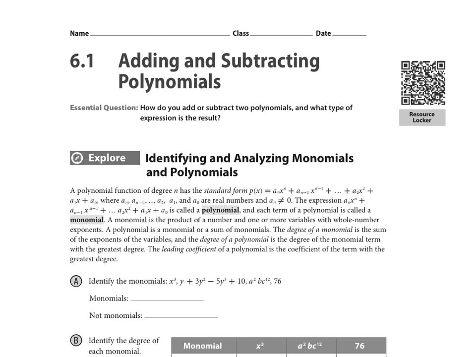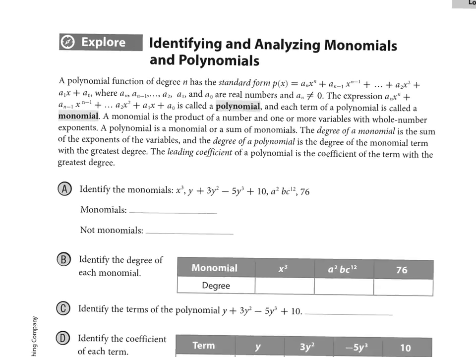Okay, get excited. This is going to be like the easiest lesson we have done since I've been back. 6.1, adding and subtracting polynomials. So there's a few different things that we need to take note of before we get started.